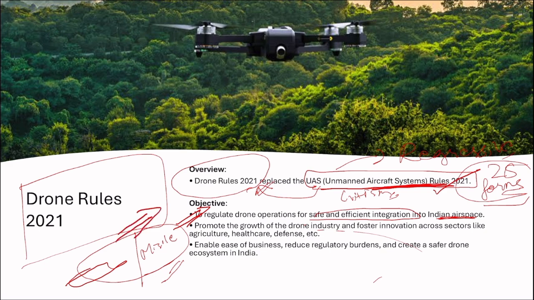As our drone industry is increasing, we also want to apply it to various sectors like agriculture, healthcare, defense. All of them have to be done. And also, not complicating rules too much. We should have ease of business, and we have to create a safer drone ecosystem in India. This is the objective of the Drone Rules.